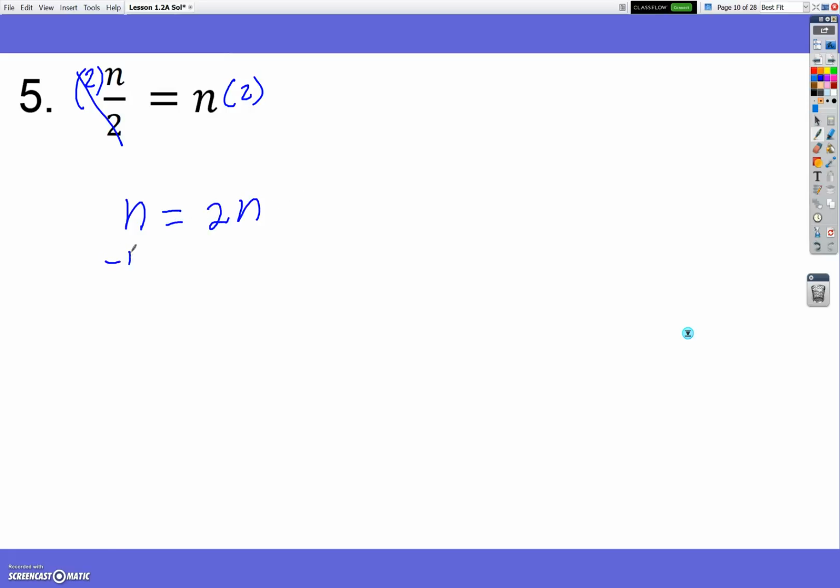So now what I'm going to do is subtract n on both sides. These cancel, and I'm left with n on the right side. Now when you have a mystery number and you subtract that number from itself, you're left with 0. So there's nothing more to do there. It's a little tricky because of just the way it's written, but that's your final answer: n equals 0.